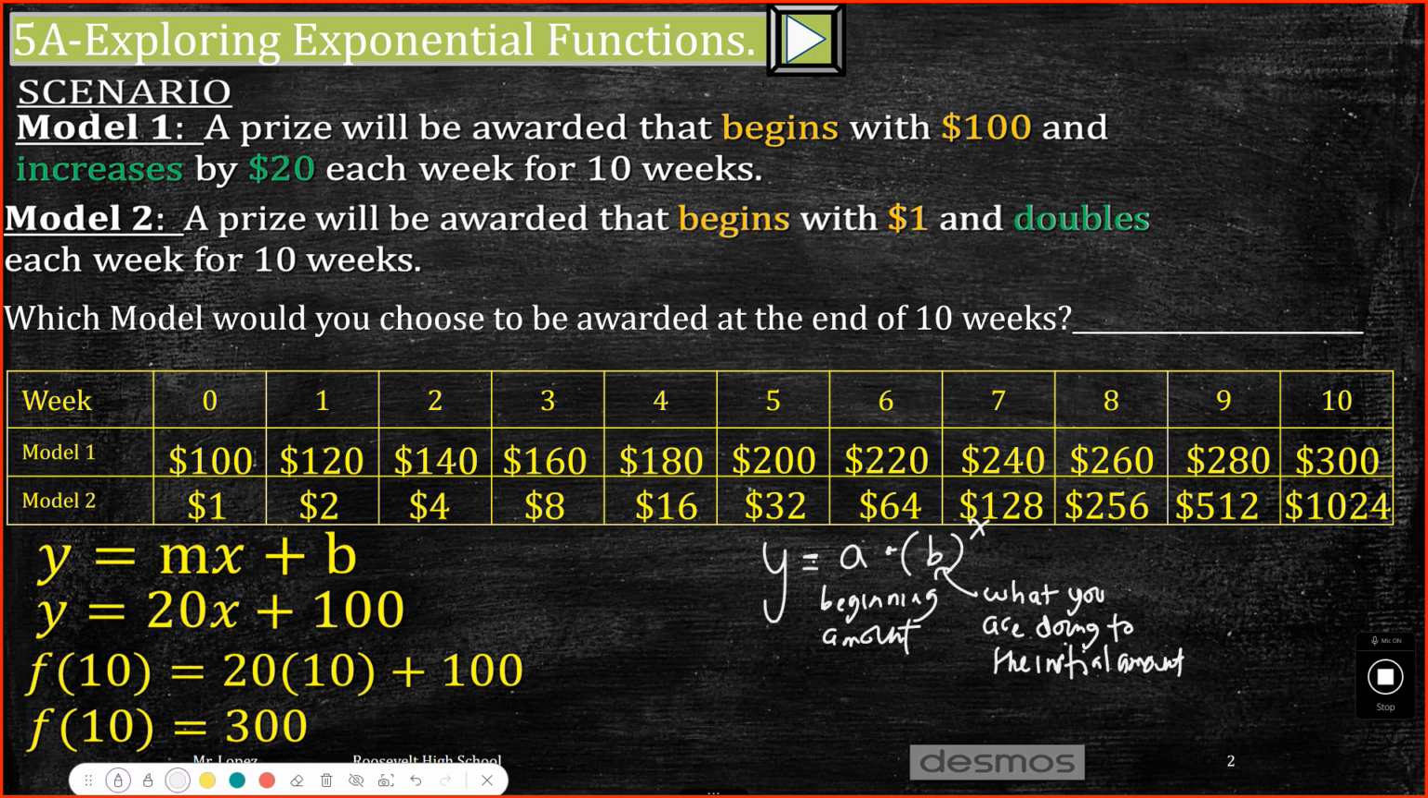So y equals a times b to the x. This is a multiplication here, times, it's a dot.